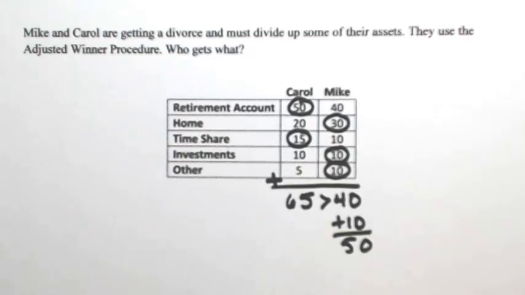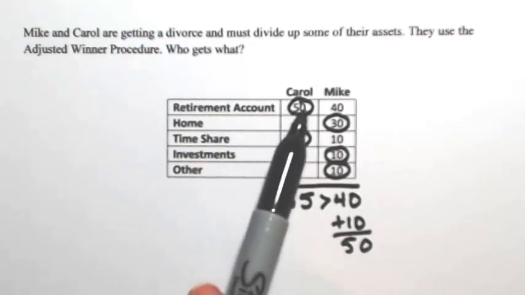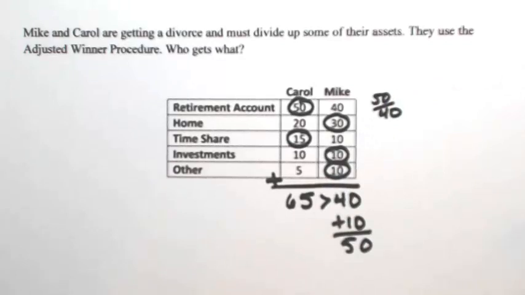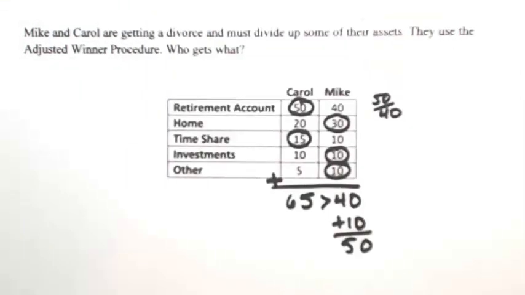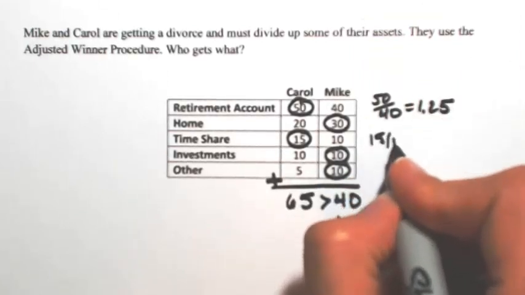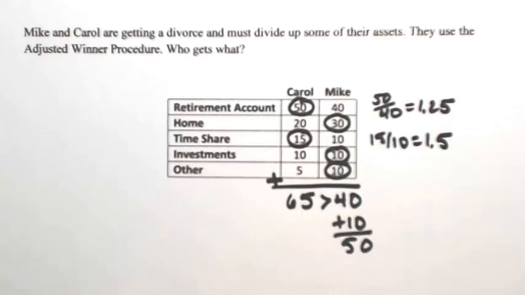So what we're going to do is figure out how much of something she needs to give up by finding what are called point ratios. So of the two items that Carol has, let's divide it by what Mike assigned it. So for the retirement account, Carol gave it 50, Mike gave it 40. So 50 divided by 40 is 1.25. 15 divided by 10 is 1.5. And those are the only two items we're looking at.